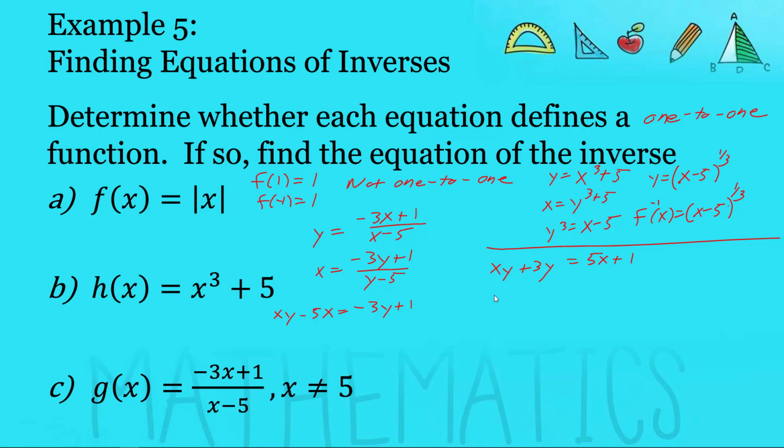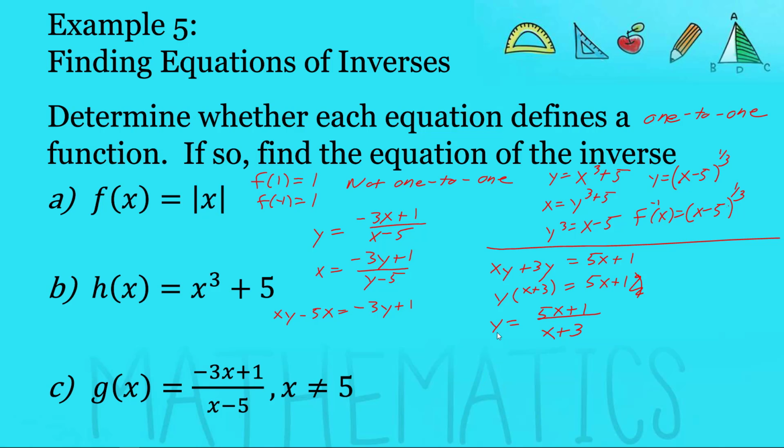Now I can factor out my y. That would give me y is equal to x plus 3, which will be equal to 5x plus 1. And now I can isolate y, and if I do, I will have y is equal to 5x plus 1, I don't know why I had the grouping symbol there, divided by x plus 3.